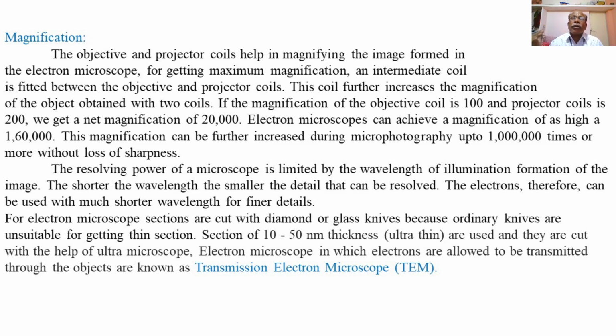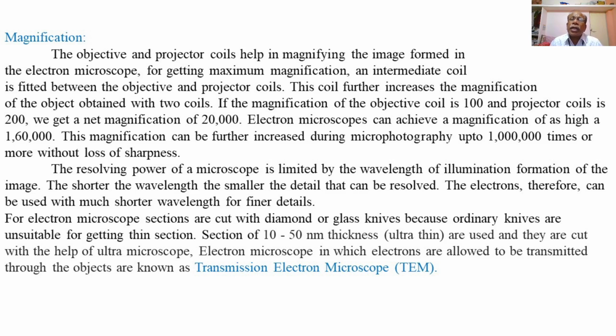If the magnification of the objective coil is 100 and the projector coil is 200, we get a magnification of 20,000, that is 100 into 200 equals 20,000. So, we will get the magnification of 20,000.